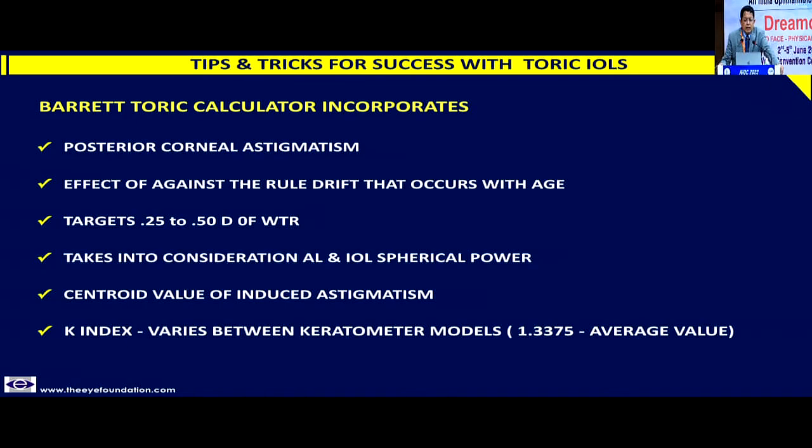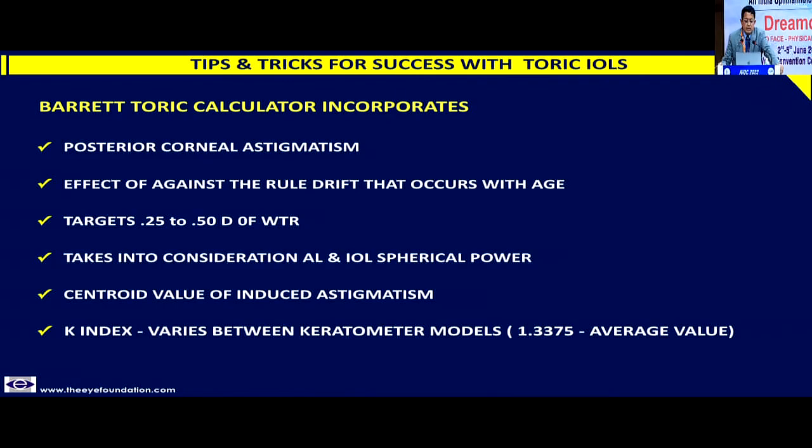So the Barrett toric calculator seems to work very well. There are several other different formulas that are available, but you need one formula, one suggestion that you can go ahead and practice tomorrow. And the reason I go for this is it takes into consideration posterior corneal astigmatism.